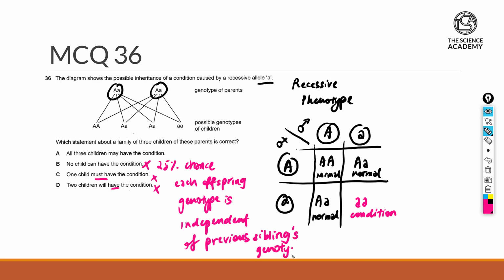And so that leaves us with A as the correct answer, as there is the word "may", which is included to show that there is a tendency for any of the children to have the condition. Be it one child, two children or three children, they can have the condition because each has a 25% chance of having that recessive phenotype manifesting. So A is the correct answer for this question.